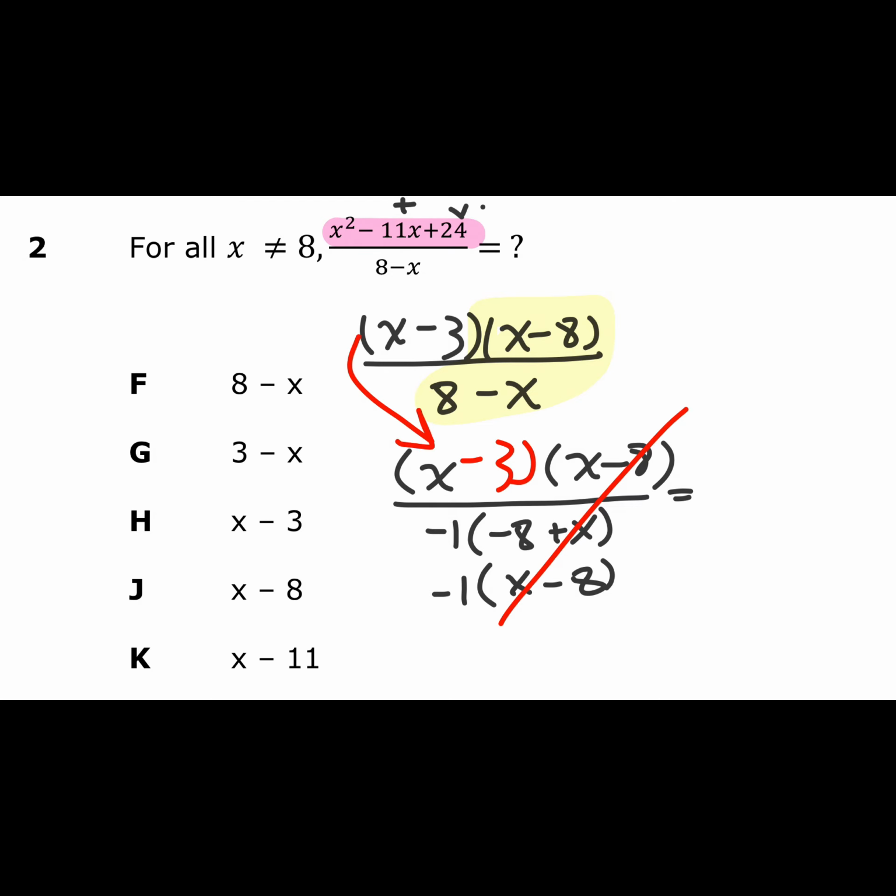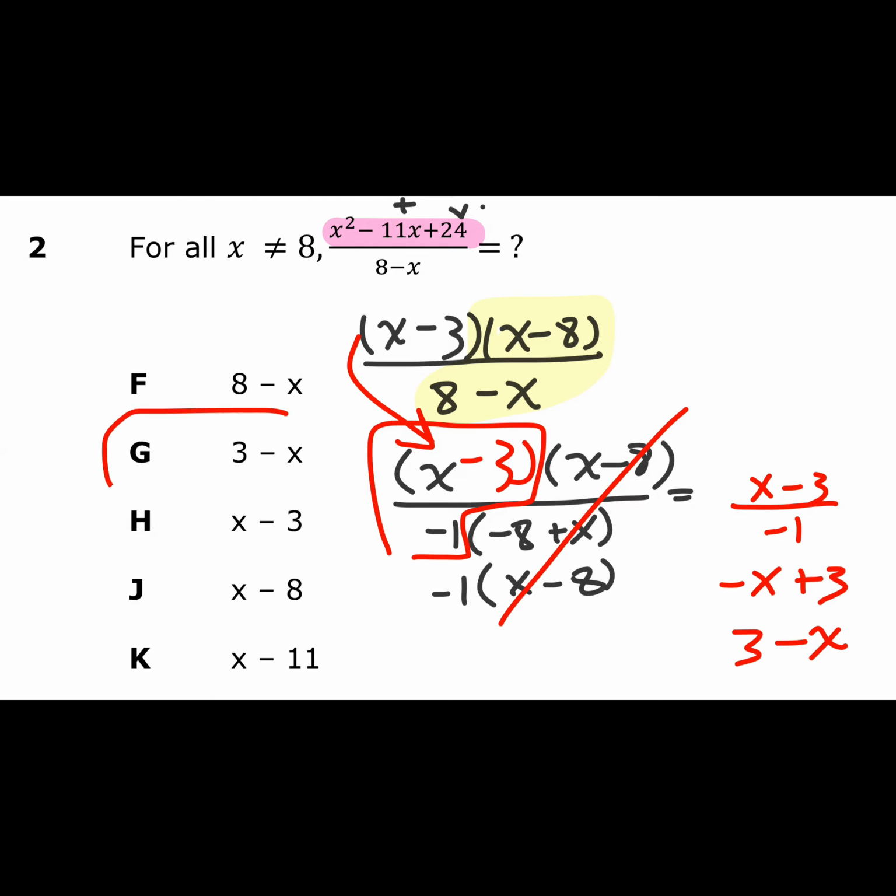Okay, so that means for our solution, we're looking at x minus 3, but not just x minus 3, because we have to remember what we factored out of that 8 minus x. So we have x minus 3 divided by a negative 1, which gives me a negative x plus 3, or a 3 minus x. And so that answer is G.